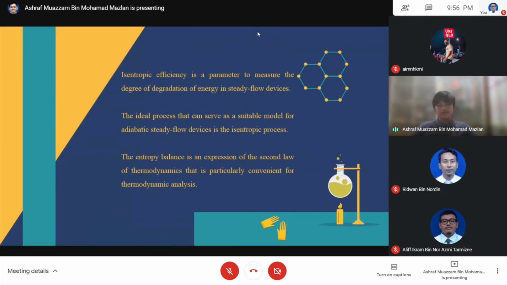Besides that, in the topic of entropy, there is another subtopic we are going to present, which is isentropic efficiency. Isentropic efficiency is a parameter to measure the degree of degradation of energy in steady flow devices. The ideal process that can serve as a suitable model for adiabatic steady flow devices is the isentropic process. Another one is the entropy balance, an expression of the second law of thermodynamics that is particularly convenient for thermodynamic analysis.